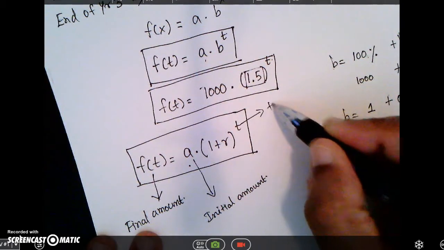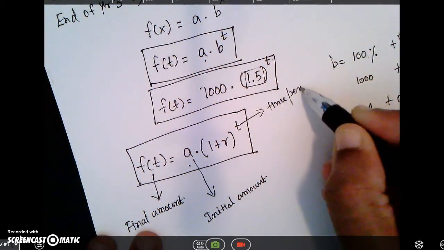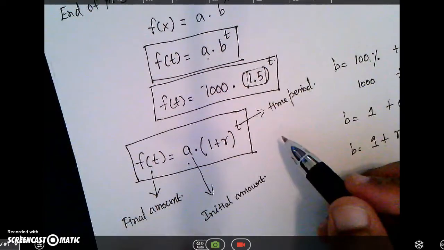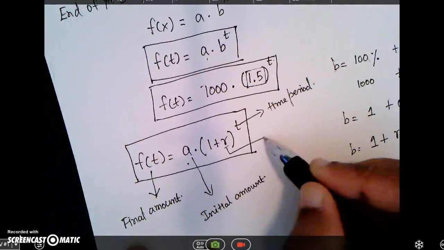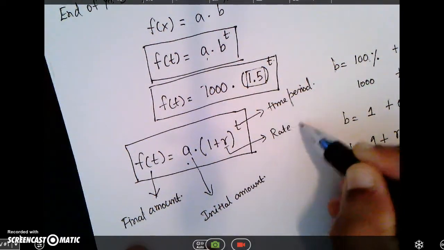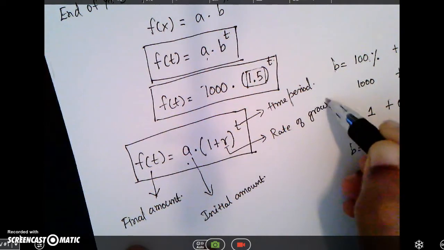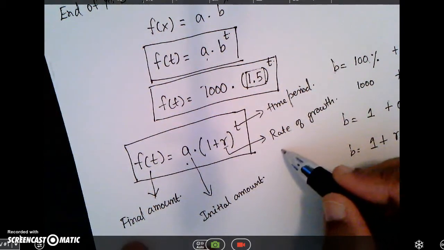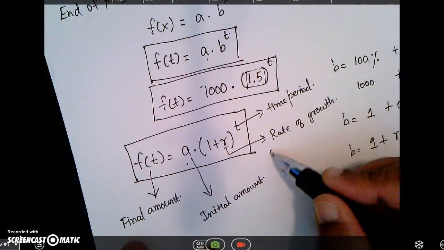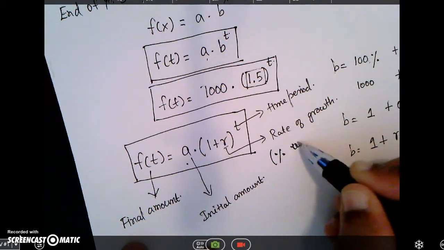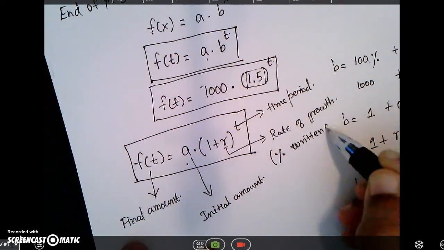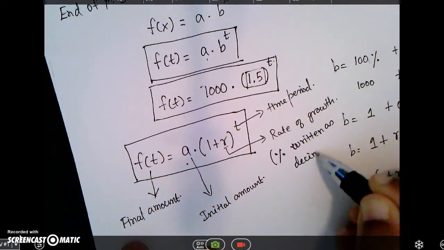t is my time period. What is it that I'm looking for? The time period. And r is the rate of growth. It will be given to you as a percentage. You've got to rewrite it as a decimal number. Percentage written as a decimal number.